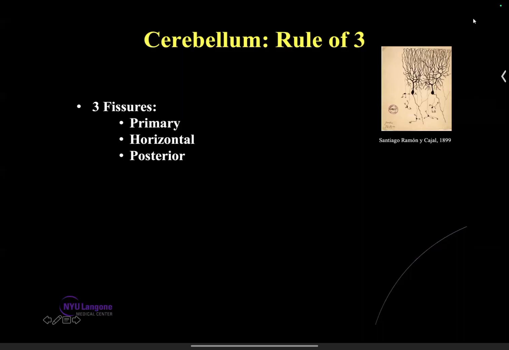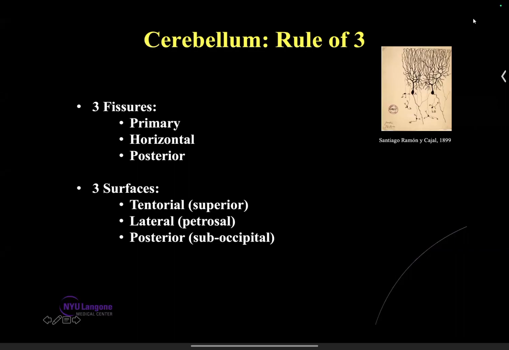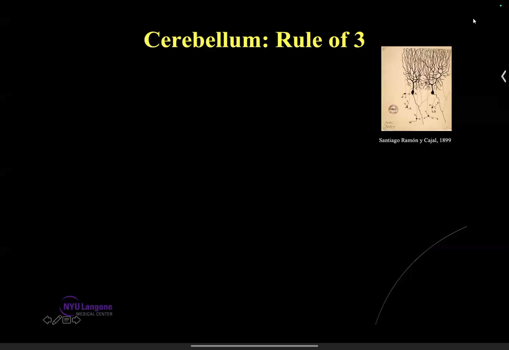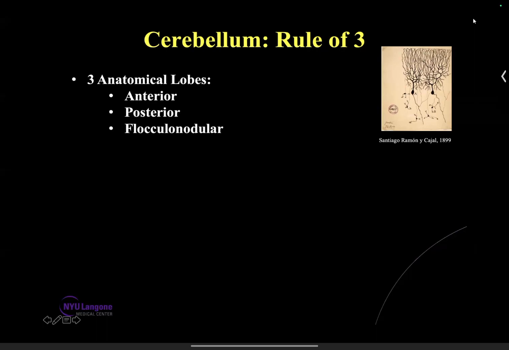There are three fissures in the cerebellar anatomy: the primary, horizontal, and posterior fissure. Again, many of us don't talk about that in our radiology reports, and I hope some of you start putting that in your reports. There are three surfaces. The tentorial is the superior surface of the cerebellum. The lateral is the petrosal portion, and the posterior surface is also known as the suboccipital surface, as it is closely associated with the occipital bone, right?